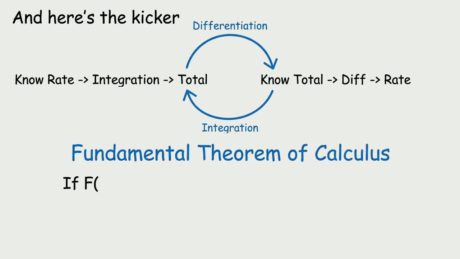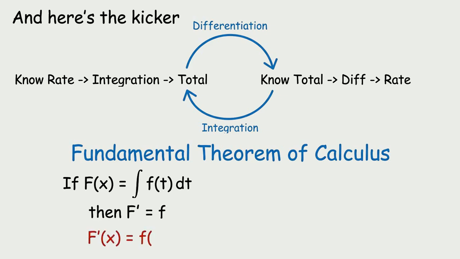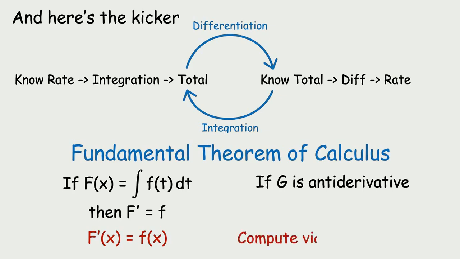It says that if F of x is the integral from a to x of f of t dt, then the derivative of F is f. In symbols, F prime of x equals f of x. And if G is any antiderivative of f, then the integral from a to b of f of x dx is G of b minus G of a. That's why we compute integrals using antiderivatives.